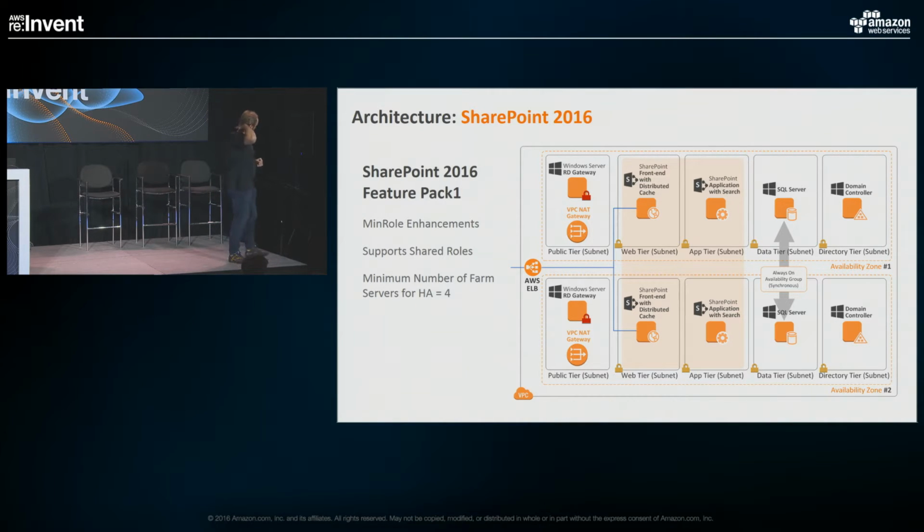Feature Pack. So what's great about Feature Pack 1? Anybody running Feature Pack 1? Nobody? So Feature Pack 1 allows you, for the MinRole, to combine multiple roles in the same server. So it combines the front end with distributed cache, and it combines application with search. And that's great because now you can actually run a smaller farm. Before, in order to run a fully highly available farm, you had to have 8 servers. Now you can have 4 servers. Or if you don't want highly available, you can have 2 versus 4, right? And that's a pretty amazing thing because it allows you to build out smaller environments, smaller test environments, and all this sort of stuff without the prerequisite of using so many servers.